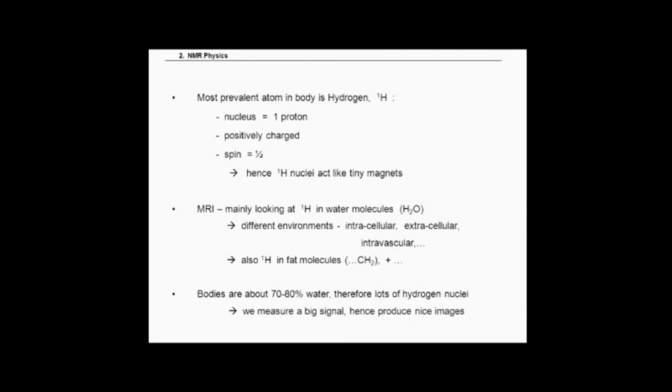The water molecules in the body exist in different types of environments: intracellular, extracellular, intravascular. All of these contribute to signals, and we can use different acquisition techniques to try and separate out signal from each one, depending on our application as well. We also have hydrogen nuclei, of course, in lots of other molecules in the body as well. But predominantly, it's mainly from water distribution in the body that we're getting our signal. So, as I mentioned, there's quite a lot of water, so we can achieve a very large signal, and so we can produce very nice images.